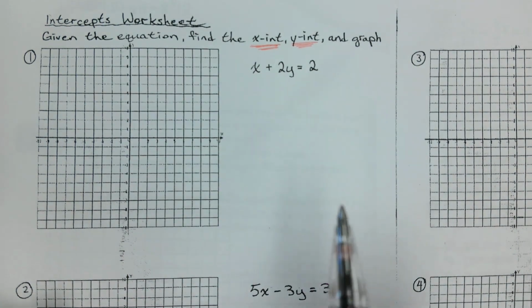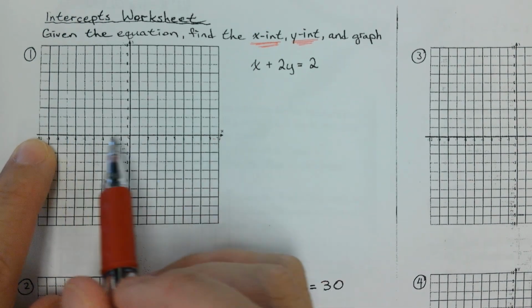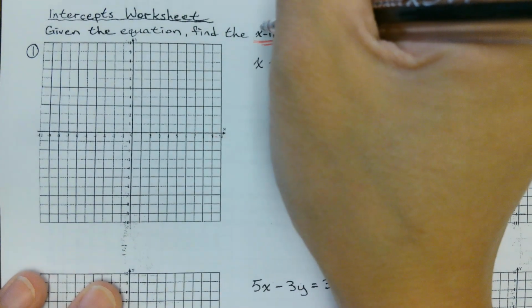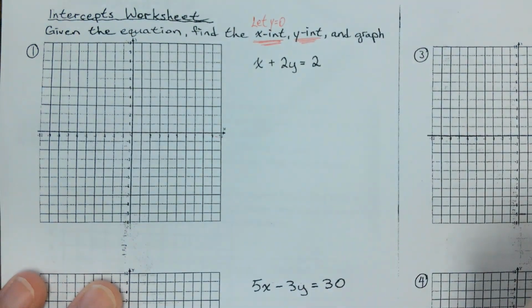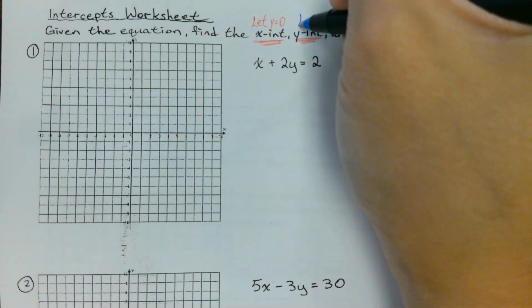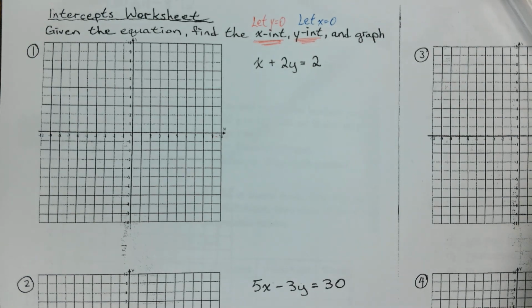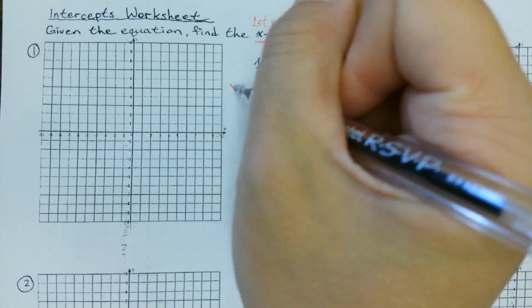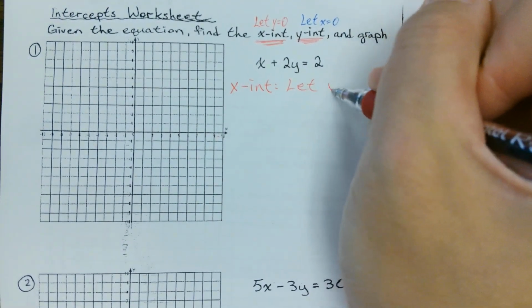Okay. When the point is on the x-axis, what is the y value right here? 0. Good. So to find the x-intercept, we let y equal 0. To find the y-intercept, we let x equal 0. Okay, so let's try this. To find the x-intercept, we're going to let y equal 0.